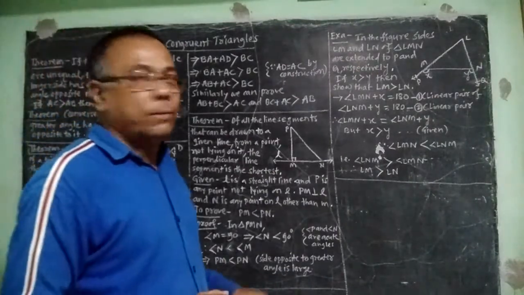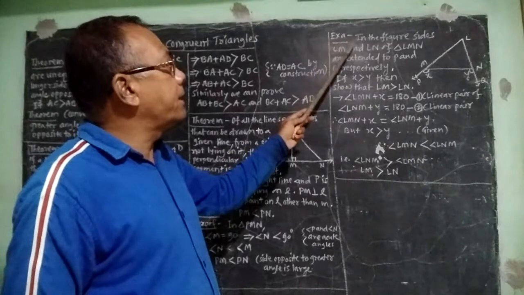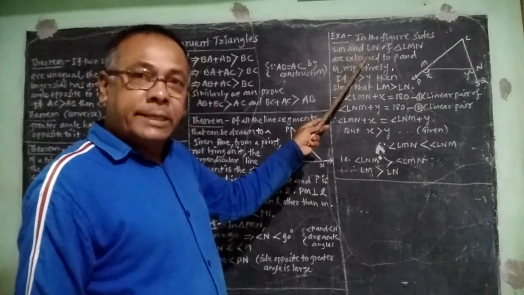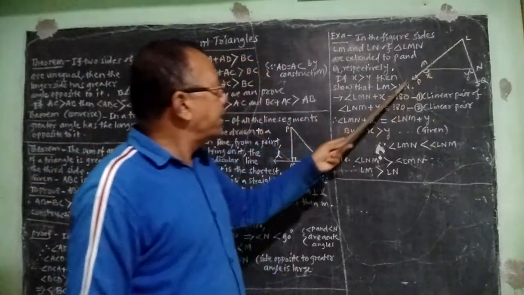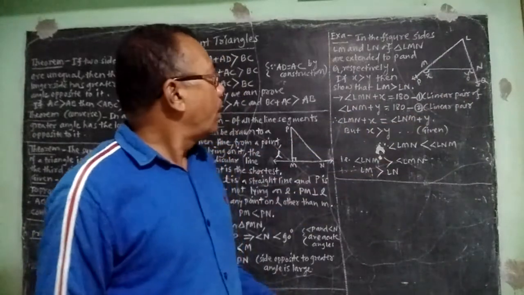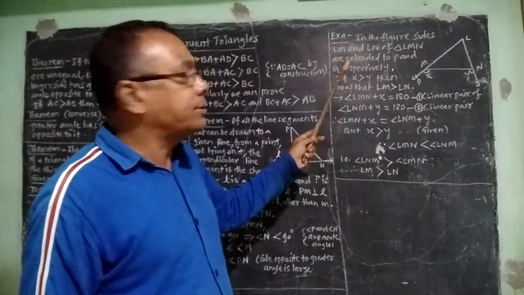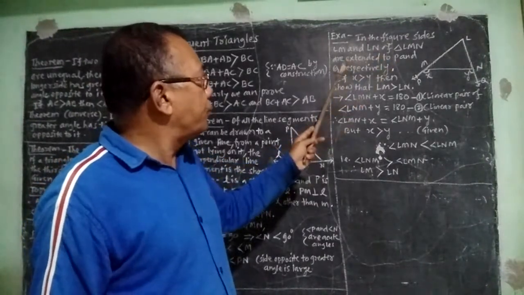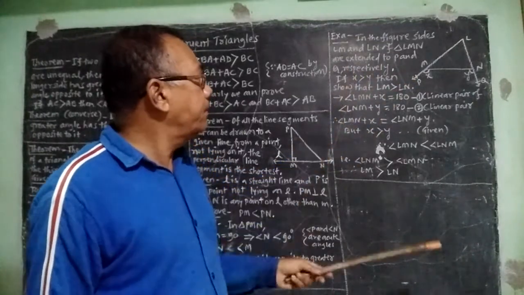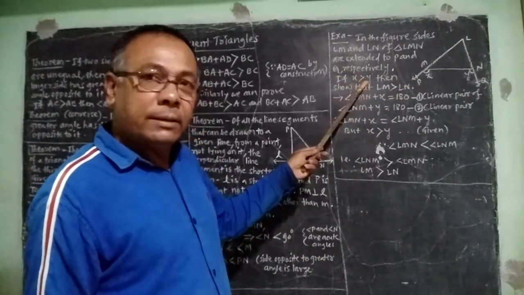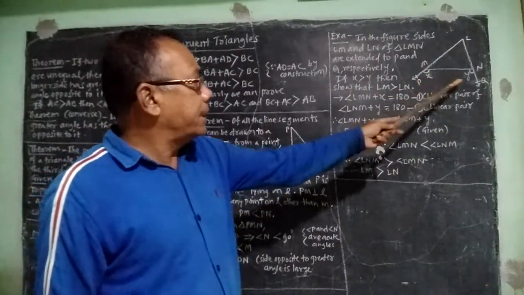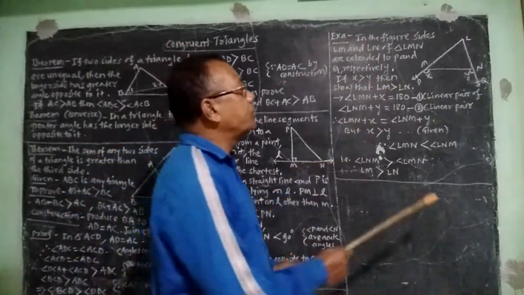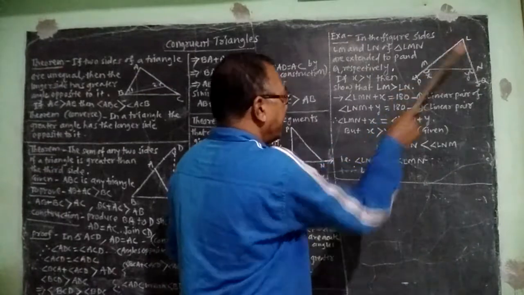In this example it is given that in the figure, sides LM and LN of triangle LMN are extended. These sides are produced to P and Q respectively. If X is greater than Y, then show that LM is greater than LN. Means we have to prove that LM is greater than LN.